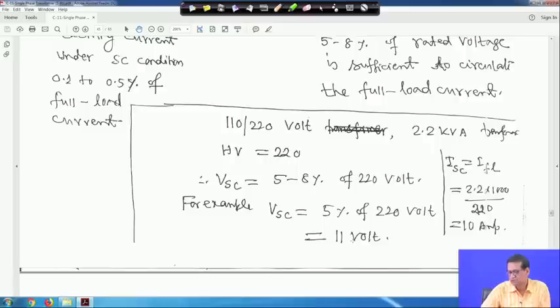If you supply about 11 volt and rated current, that is the full load current of a 2.2 kVA transformer. So, 2200 divided by the high voltage side voltage of 220 gives 10 ampere. That means 10 ampere current should flow, and 5% is 11 volt. So, around 11, 12 or 13 volt you will find that 10 ampere current is flowing. You have to move that variac very slowly, if you move it very fast then the fuse will blow.